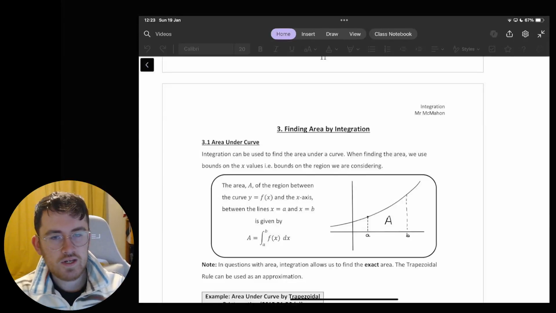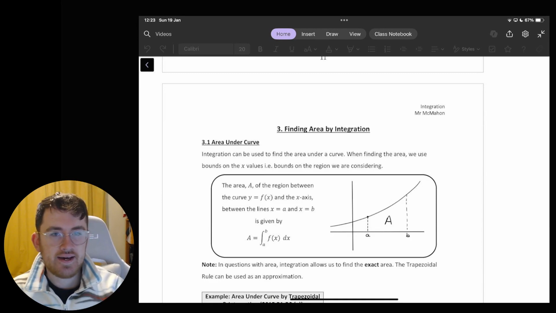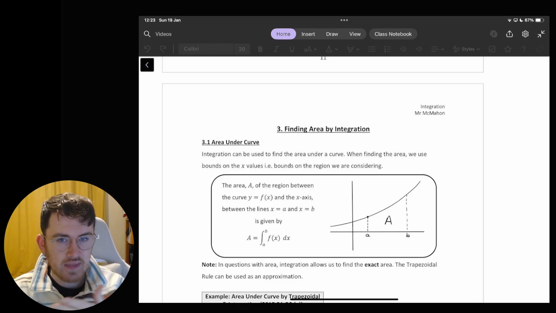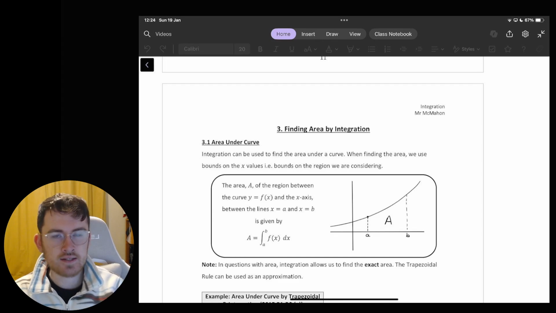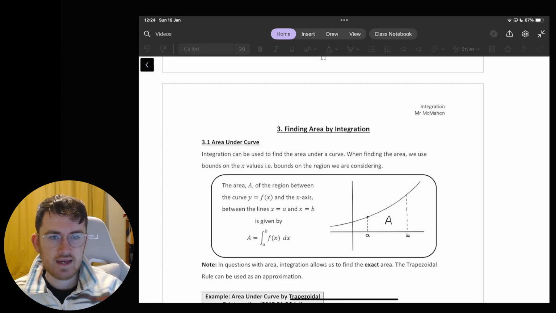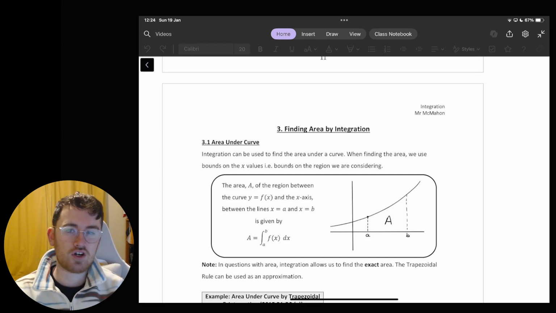Okay, so we're going to be looking at one of the main applications of integration, and that is for finding area. Specifically, it's the area under the curve. It's the area from the curve to the axis, usually the x-axis. We're going to look at the y-axis as well, but for ease of saying it, a lot of the time you hear "area under the curve."